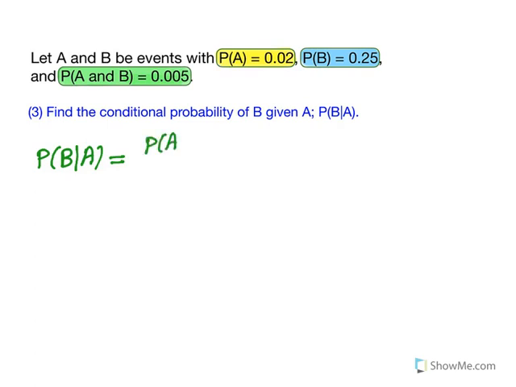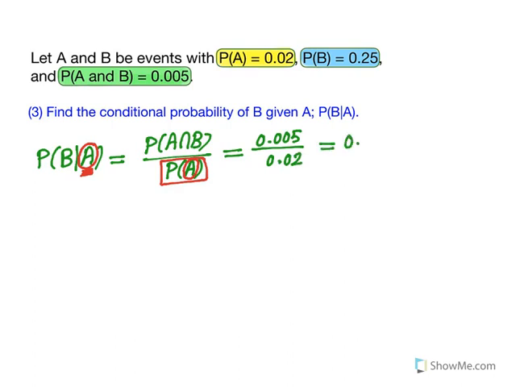It's probability of A and B divided by, now it's divided by probability of A. As I told you, you divide by probability of the one that you have here. Then you divide by its probability here. So if you do this, you'll get probability of A and B is 0.005 divided by probability of A, it's 0.02. And if you do it, you'll get exactly 0.25 on your calculator.